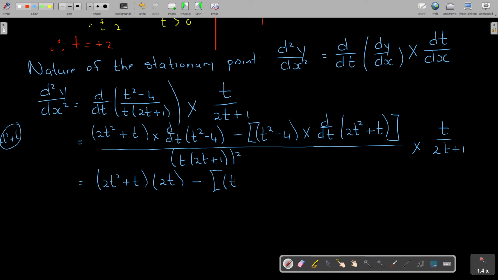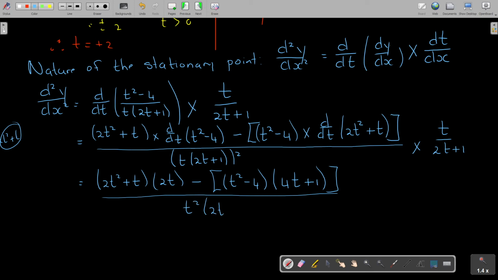This is going to be t squared minus 4. And now this is going to be 4t plus 1. And I'm closing, and if I square this, so it's t squared, square the bracket, 2t plus 1. Okay. And don't forget to square. I'm still to multiply it with t, 2t plus 1. It's just a lot of multiplying.